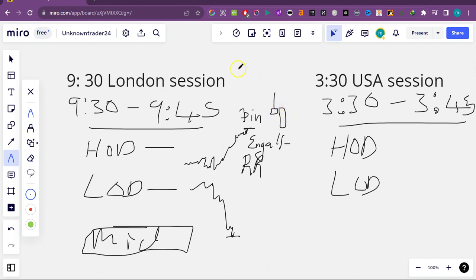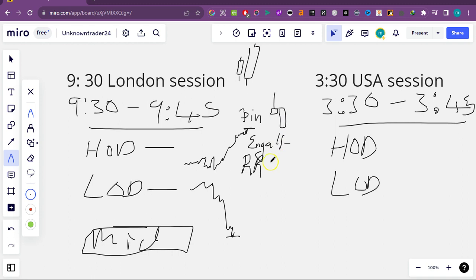The same applies if we have a candle like this, and then the following candle is like this. This is an engulf. Why? Because it has covered the whole body of the previous candle. I hope you understand. If you don't, please repeat this.